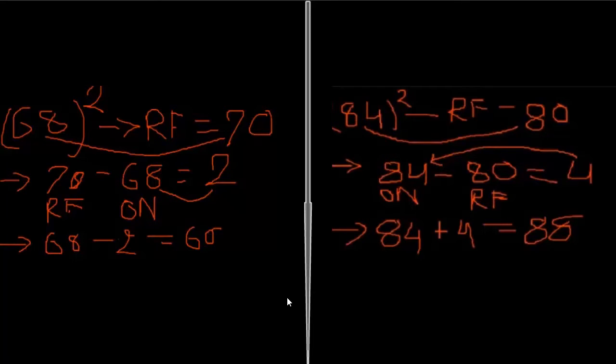And why this difference? The logic behind this is, if your original number is less than the round figure, then whatever difference we get in the first step we have to subtract from the original number. And if the original number is greater than the round figure, then whatever difference we get in the first step we have to add to the original number.